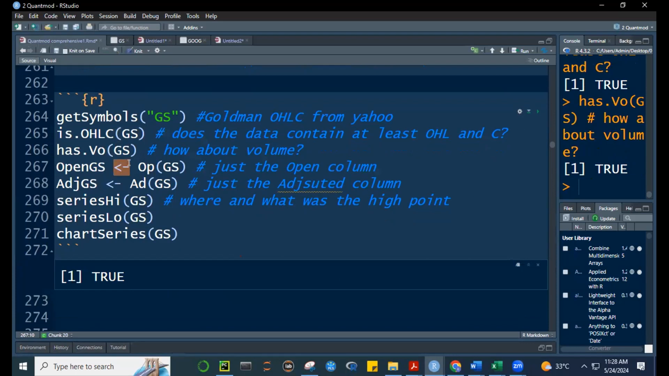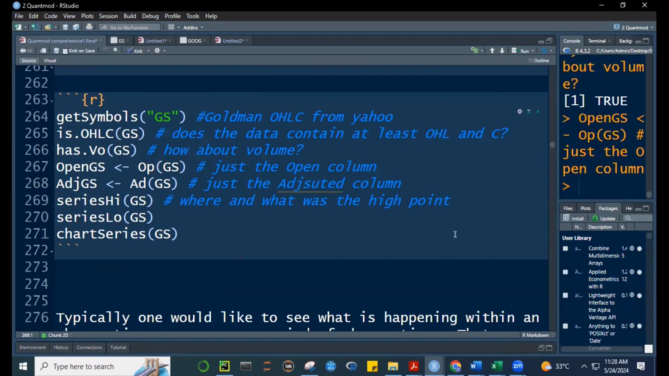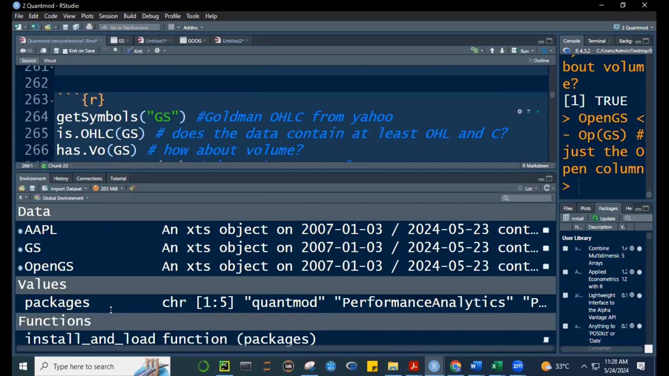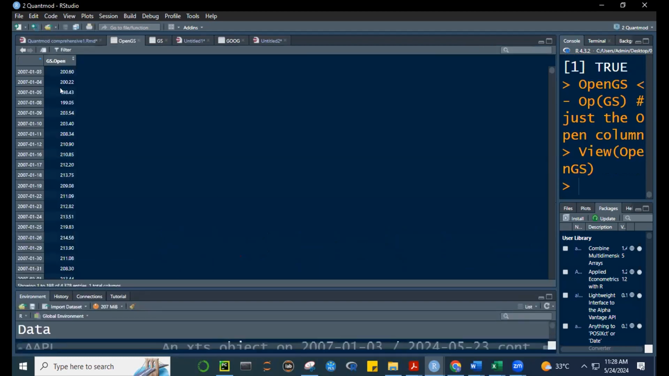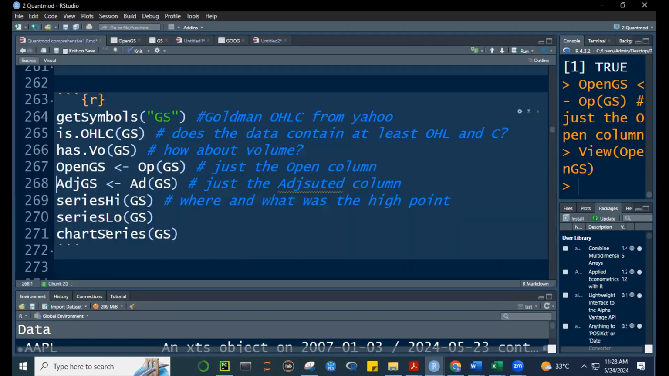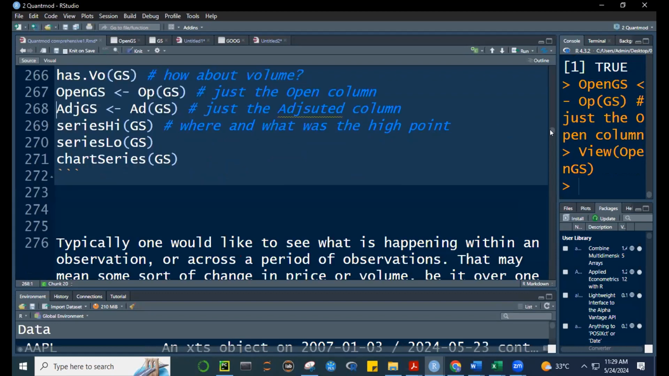And here we are creating an object. Remember, this is an assignment operator. We're creating an object called OpenGS, which means the opening price of GS. If you want to subset GS and create an object that stores only the opening price, you can now see here that OpenGS only has the opening price of GS. We did this last time. You can also get the adjusted price, access the highest value and the lowest value, and we were talking about the chart series also.